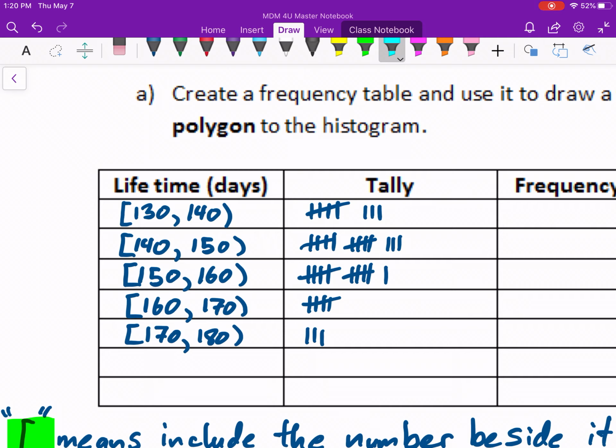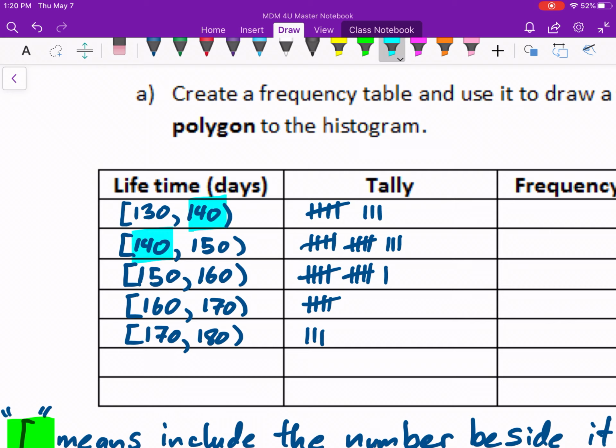So the way I'd interpret this is to mean that if a light bulb lasts exactly 130 days, then I'm going to include that. If a light bulb lasts up to, but not including 140 days, I'm going to include that. Put this a different way, I've got 140 written down twice.